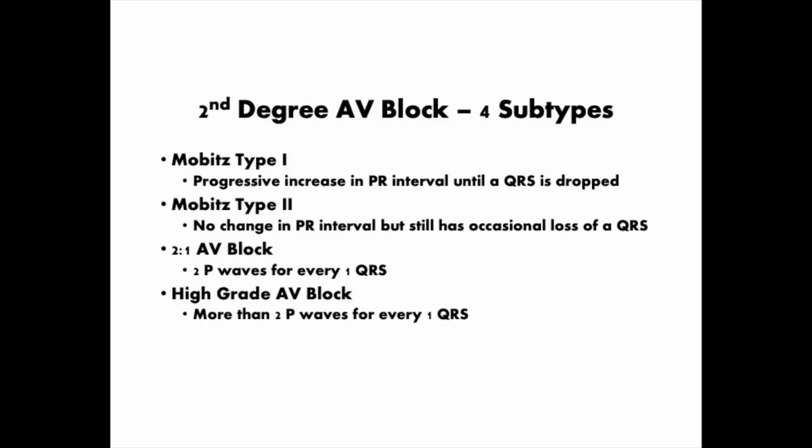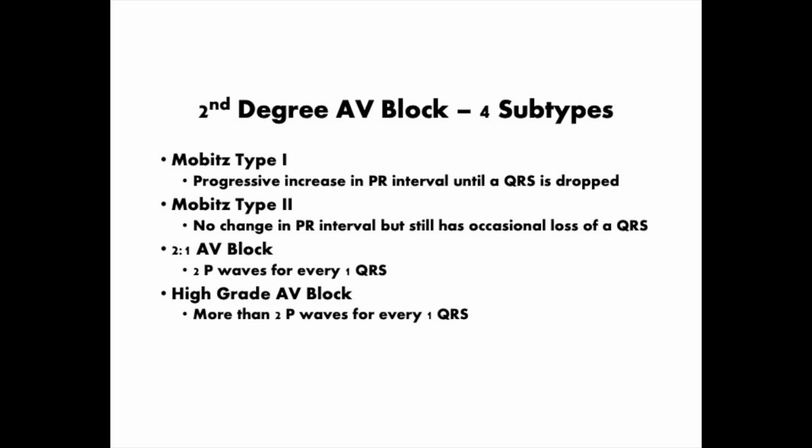Finally, there's a second-degree AV block, which in and of itself has 4 subtypes. You have a Mobitz type 1, which is represented by progressive lengthening of the PR interval until a QRS complex or a ventricular beat is dropped. So you have progressive lengthening of the PR interval until there is a missed ventricular beat. The Mobitz type 2, you have dropped QRS beats with no change in the PR interval. This is essentially the atria are doing just fine, but for whatever reason, the ventricles drop out every so often.